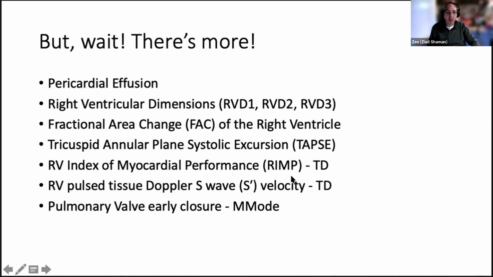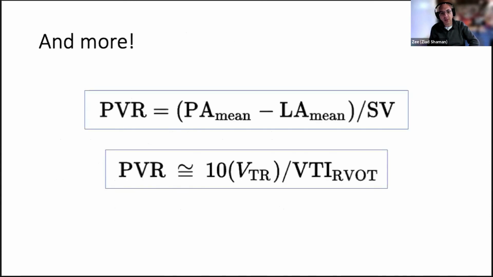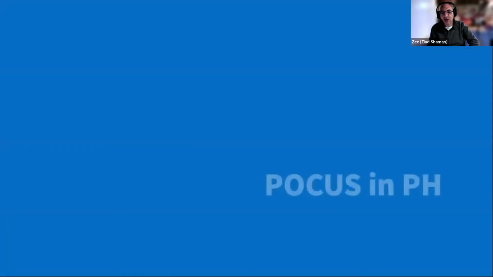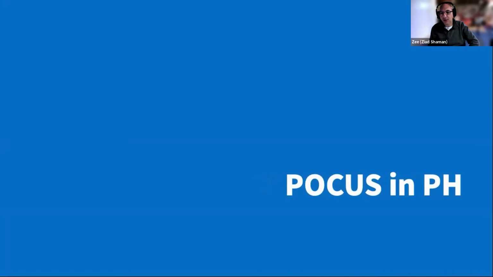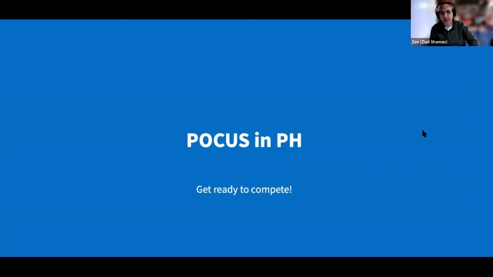RIMP and the S' measurements require tissue Doppler, and the pulmonary artery valve early closure requires M mode, and it's really difficult to obtain. But if you get it and you get early closure, that's similar to the notch phenomenon and the shortened time to peak measurements. And there are more equations, but I'm not going to go over these. I would rather do a championship challenge and see.